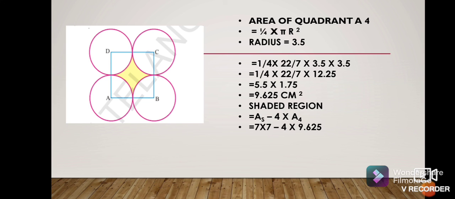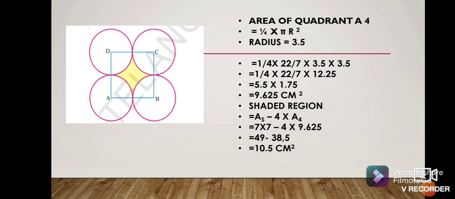So the area of the square is simply 7 into 7, 49. Why? Because each side of the square is given as 7. So 49 minus 4 into 9.625. By simplification we get 49 minus 38.5. Then on subtraction we get 10.5 centimeter square.